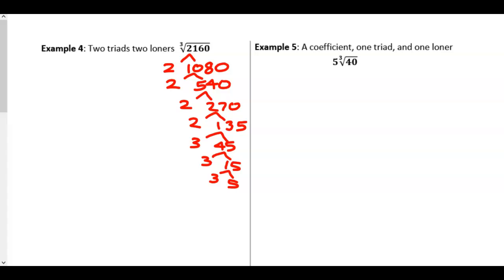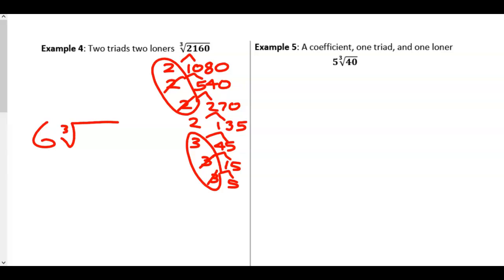How many do I have? Stop saying pair. Triple or triad. A triple 3 and a triple 2, right? True, there are 4, but we're only going to group 3. 3 2s, 3 3s, and remember to cross those out. Now, the triple 2 and the triple 3 go out and they multiply and make 6. And then we put the cube root, and my loners are 2 times 5, which is 10.